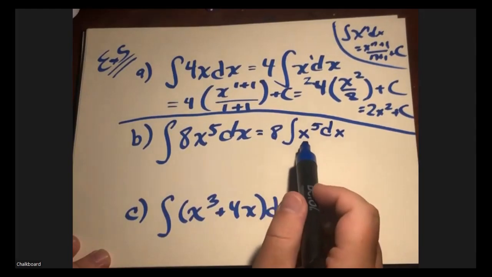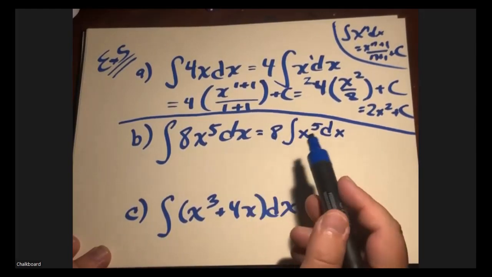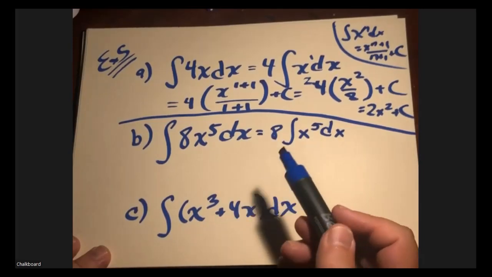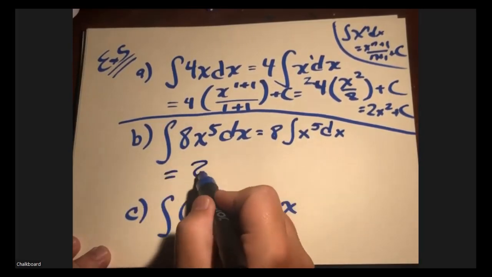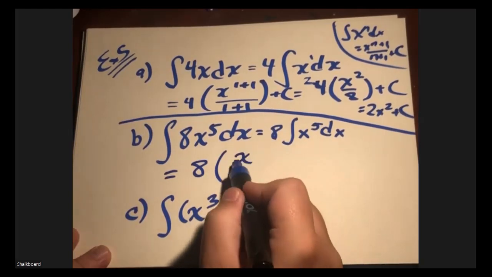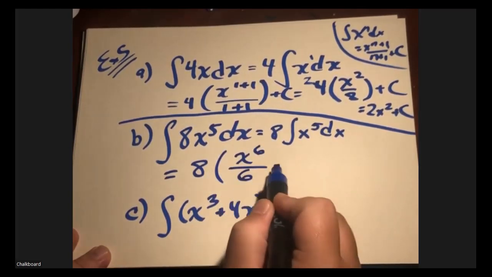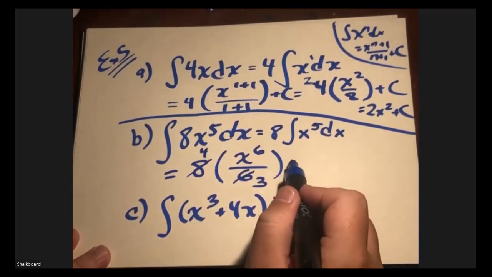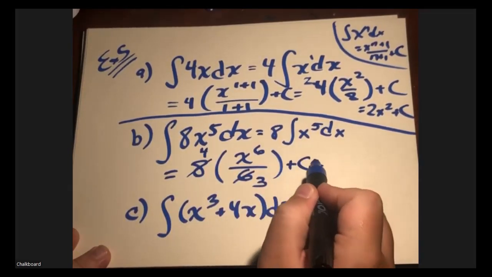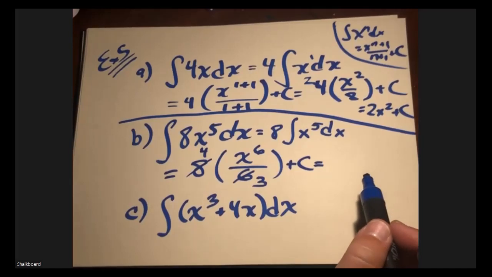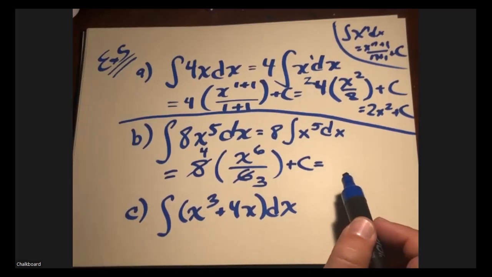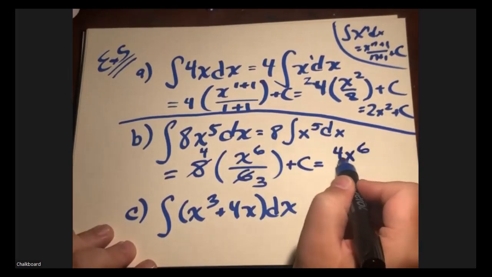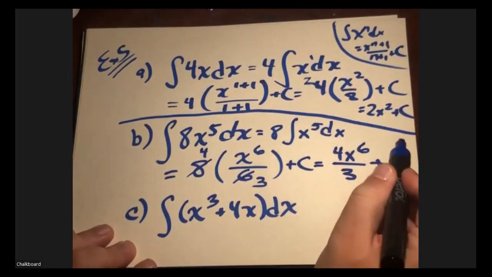Then we're going to apply the power rule to x to the 5th, thinking about n as if it was 5. So n plus 1 then makes a 6. That means that the integral here is 8 times the quantity x to the 6 over 6. And then these cancel out nicely. Don't forget the plus c. You can put it in at the end, but you should put it in as you go if you can remember, which is really appropriate. That would be 4x to the 6 over 3 plus c.